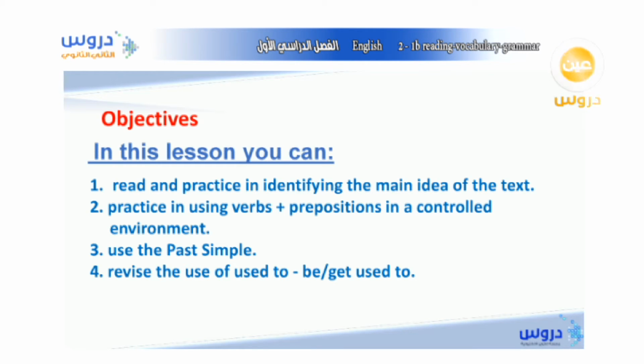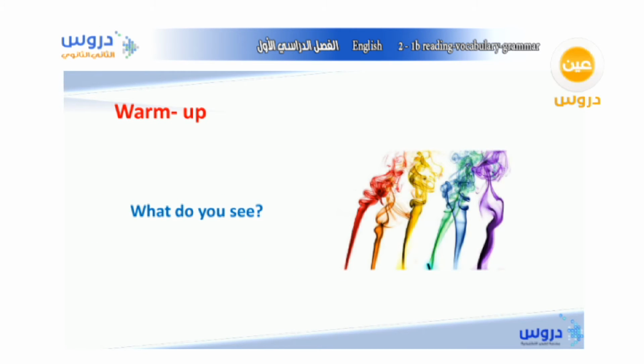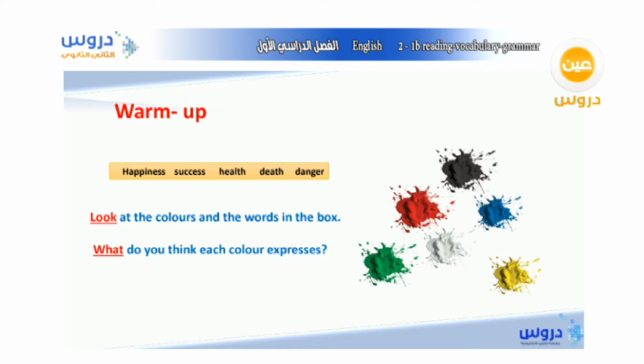So let's start with the first objective, which is how we identify the main idea of the text. If I ask you this question, take a look at this picture. It looks like a rainbow picture. So what do you see? Oh yeah, that's right, you see colors. So that's red, orange, yellow, green, blue, and purple. These are the main colors for rainbow colors.